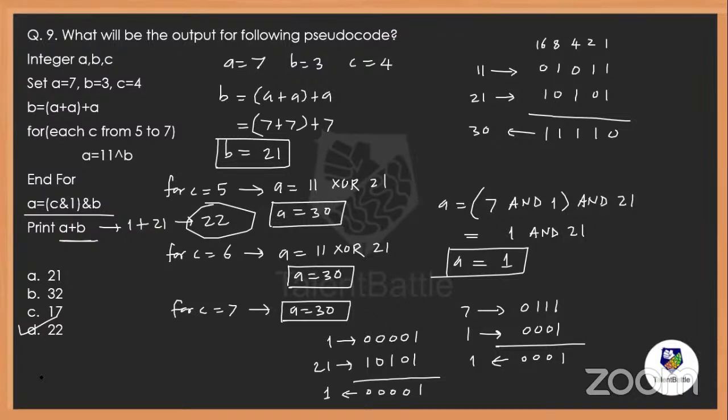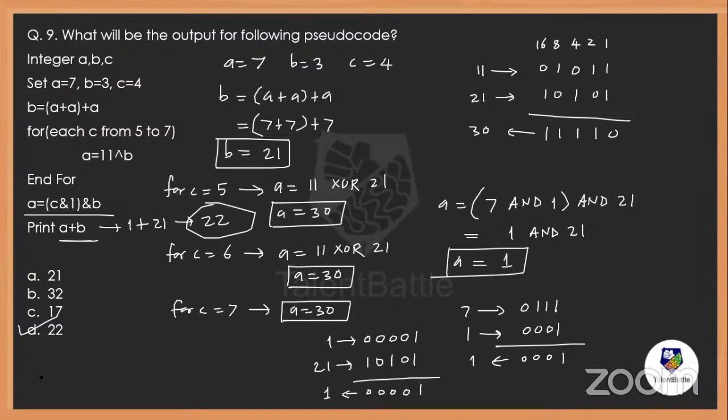How C is equal to 7? It is mentioned in the for loop, right, Harsh? That my for loop will go from 5 to 7. So C is equal to 5, one iteration, C is equal to 6, second iteration, and C is equal to 7, third iteration. So after third iteration, we got the value of A is equal to 1. And then we calculate A plus B. So it will be 1 plus 21 is equal to 22.